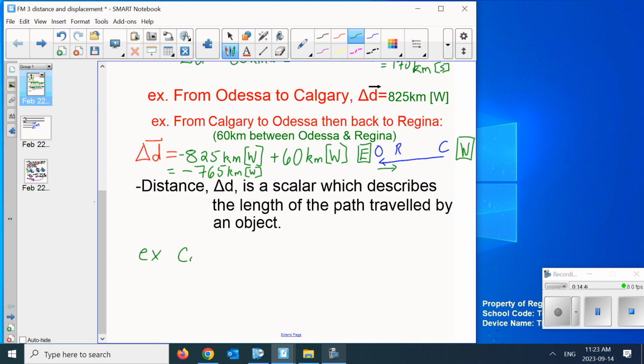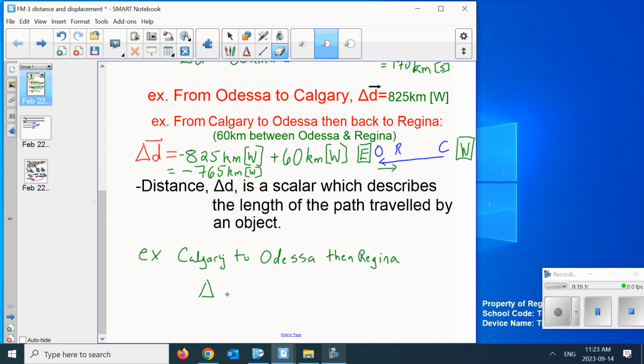Calgary to Odessa, and Regina. Right? So it's the same trip as above. So if I don't have that little arrow on here, I'm going to erase that. If I don't have that, that's the answer, about negative 765. The minute I just write down the D, change it to distance.